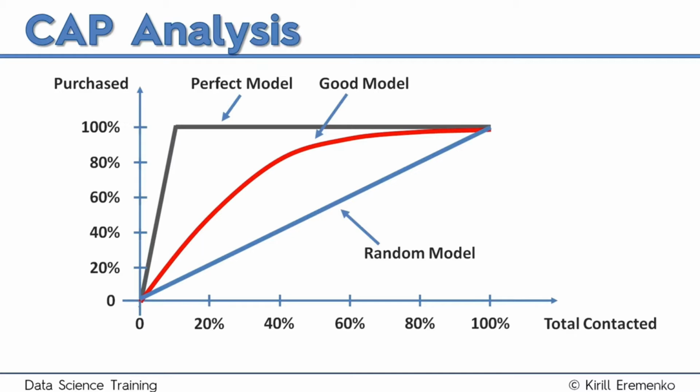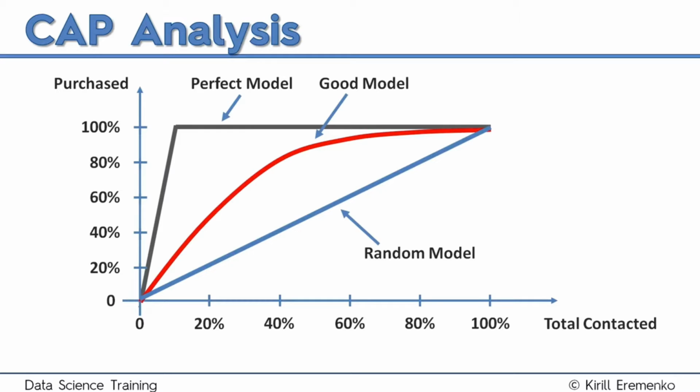And how do we analyze this cap curve? We already know how to build it, but what can we derive? What insights can we derive from here? Well, it's kind of intuitive that the closer your red line is to the gray line, the better your model. The closer it is to the blue line, the worse. So how can we quantify this effect?